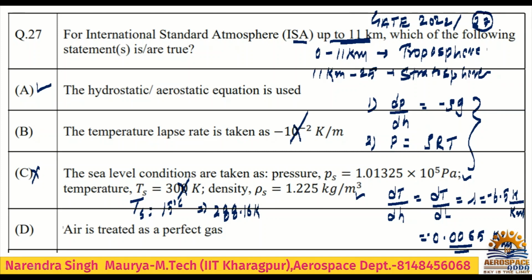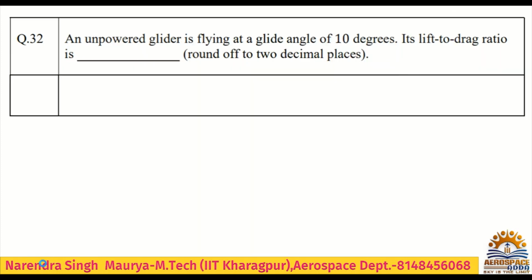Okay. And option D, air is treated as a perfect gas. Obviously air is treated as a perfect gas. That's the reason you are using this perfect gas equation. So it means option D is also correct. So what is the correct answer? The correct answer for this question is nothing but option A and option D. All right. Now we'll go for the next question.